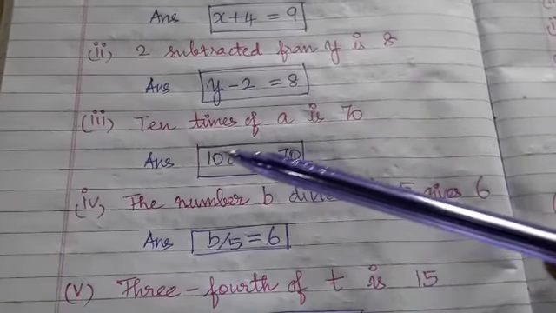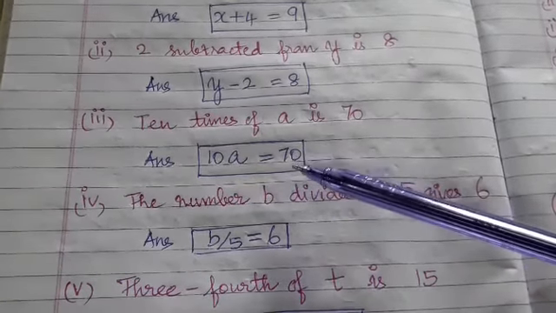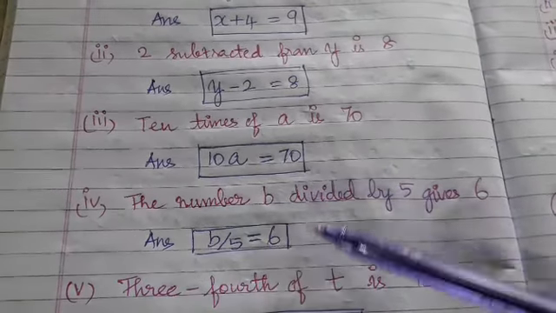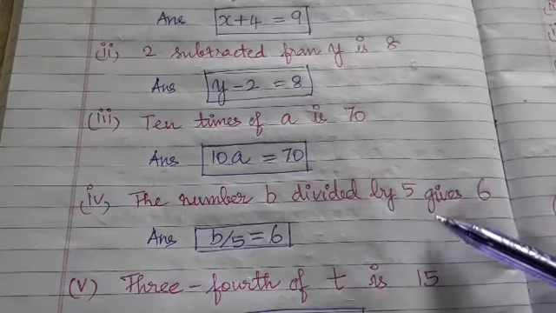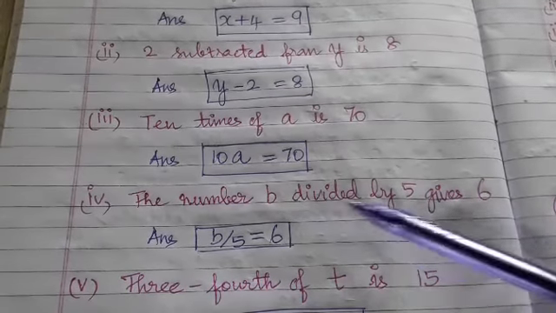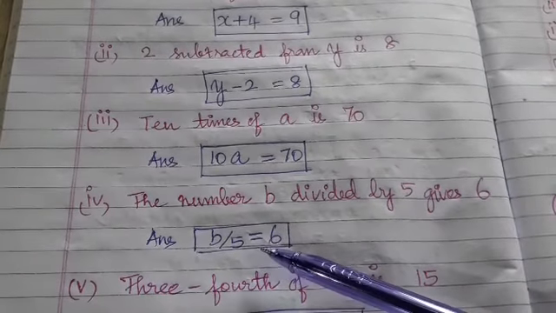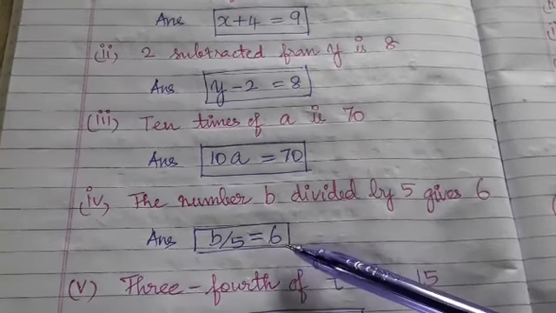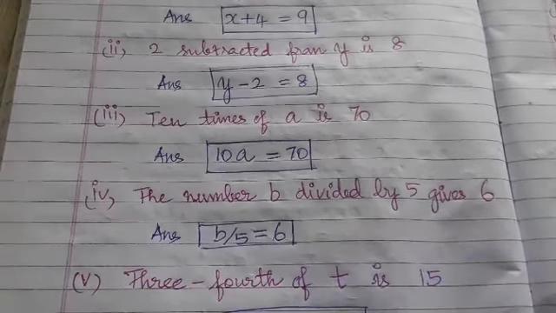That means what? 10 multiple of a. 10a means multiple of a. 10a equal to 70. That is your equation. The next equation you see, the number b divided by 5 gives you 6. So, b should be divided by 5. Your answer should be equal to 6. That is your equation. b upon 5 equal to 6.